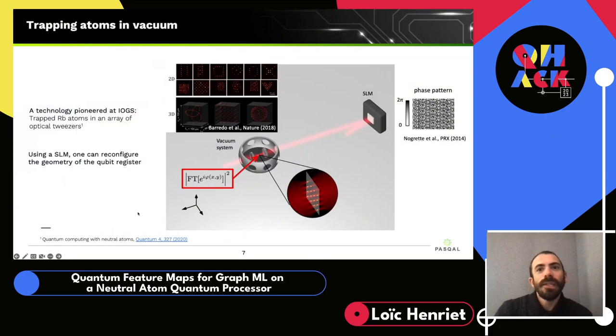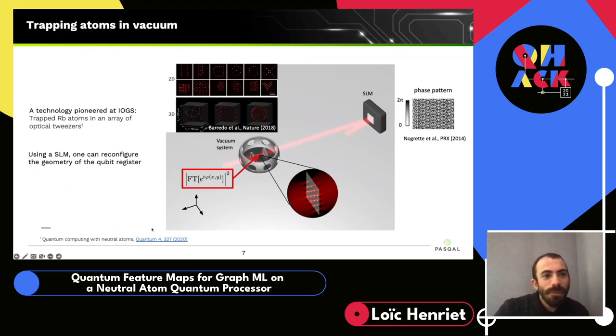Yes, so that's a good question. In this setup we can generate traps, and those traps can contain at most one atom, so there are never two atoms in there. It's really one trap, one qubit in the end in what you are seeing here. And it took a lot of work to be able to have a trap for a single atom, actually.